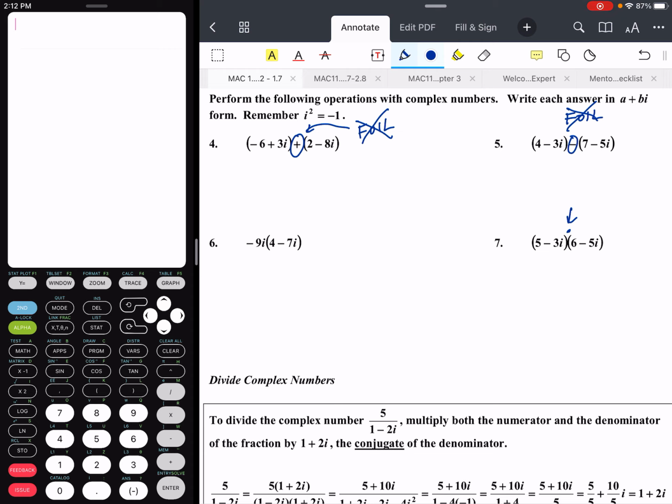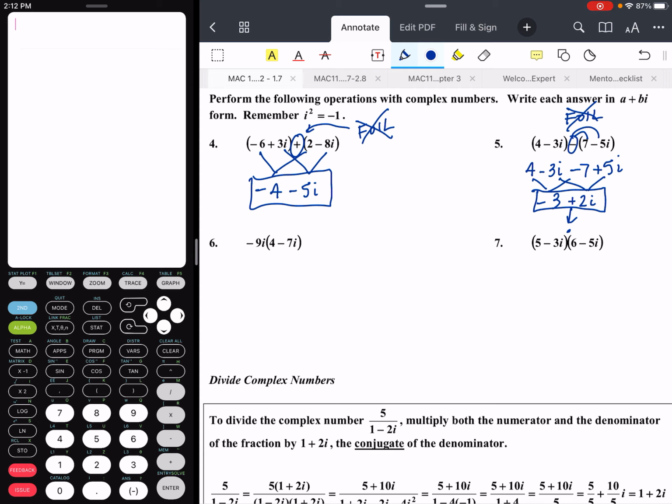All right, so for number 4, we're basically combining like terms. -6 plus 2 gives me -4. Positive 3i minus 8i gives me -5i. And there's my final answer, -4 minus 5i. For number 5, I just want to make sure that I distribute that negative sign. So I have 4 minus 3i from the first grouping, and then -7 plus 5i from the second grouping. 4 minus 7 is -3. -3i plus 5i is plus 2i.